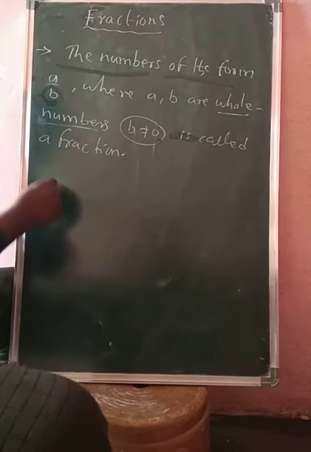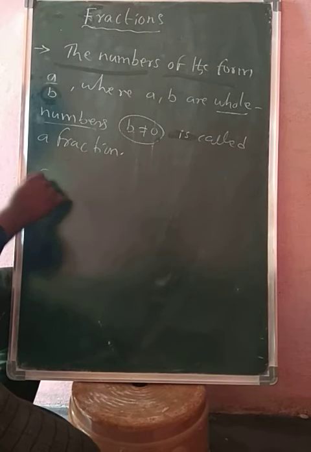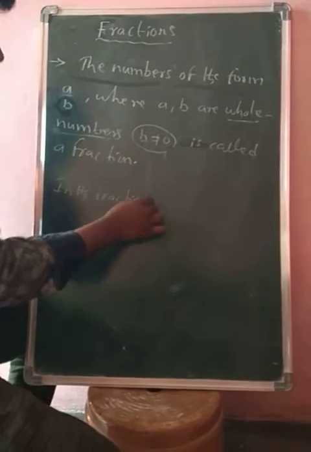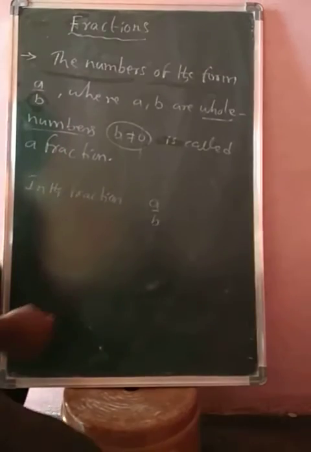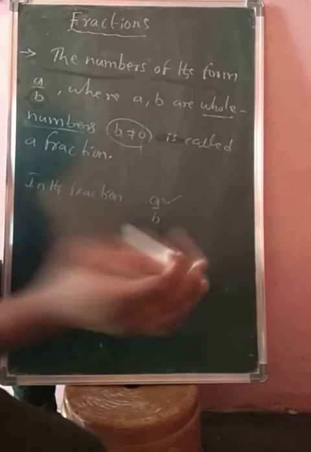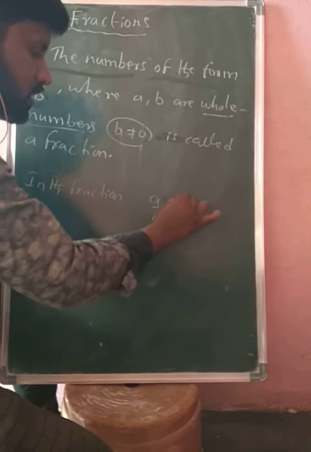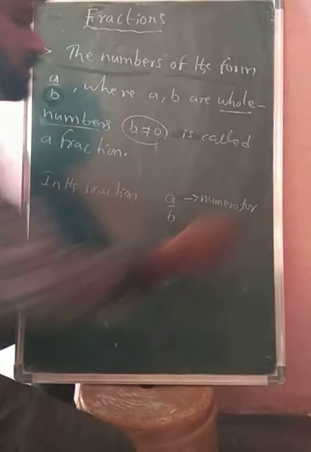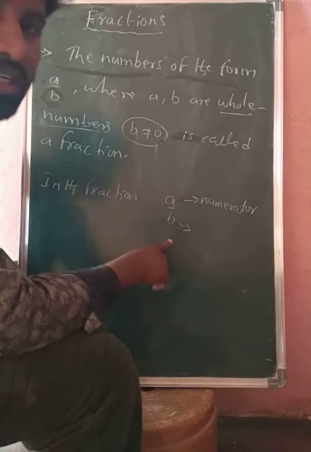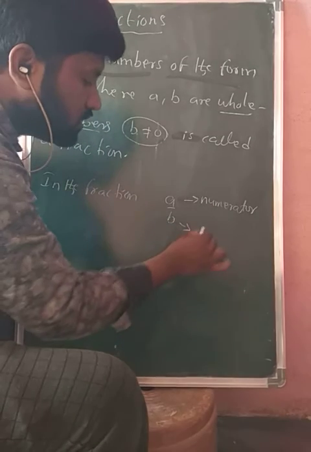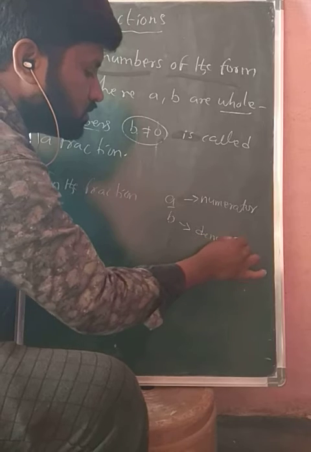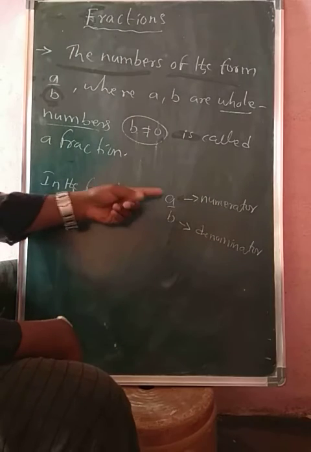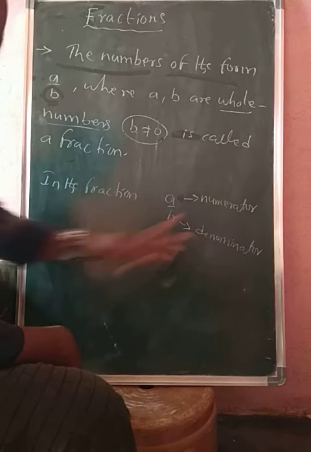See, in the fraction a by b, a is called what? A is called the numerator, and b is called what? We can write b is the denominator. So in the fraction a by b, a is the numerator and b is the denominator.